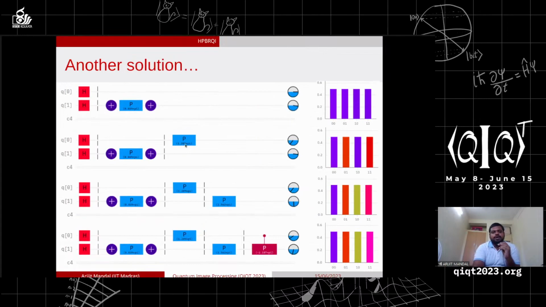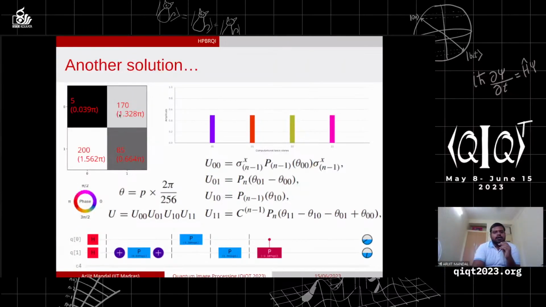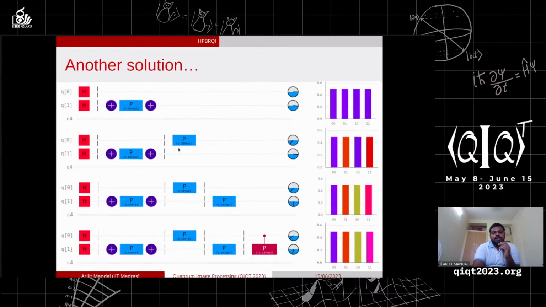If you want 1.328 pi now, but you are feeding 1.289 pi, so if you feed this subtracted value, you will get here the exact value, which is 1.328 pi. And when you are modifying this, it changes automatically.